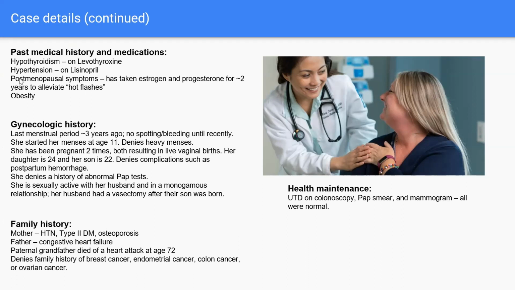So yeah, absolutely. So I think that this is the important thing to pay attention to from her past medical history. Additionally, she has hypothyroidism and hypertension, which can be risk factors for other comorbidities. And obesity is always a risk factor for many different things, such as cancer. So that's important to pay attention to.